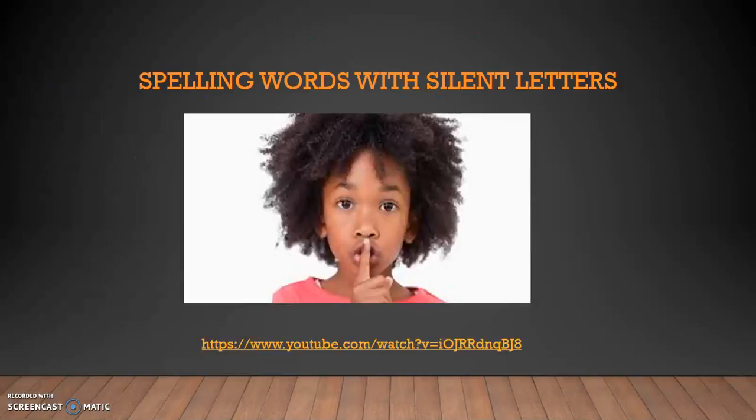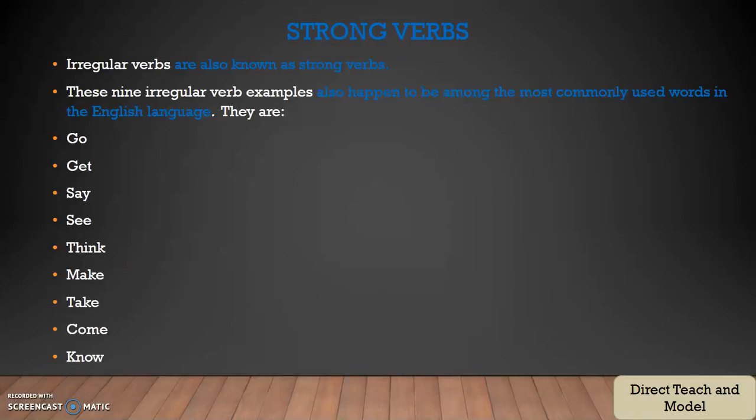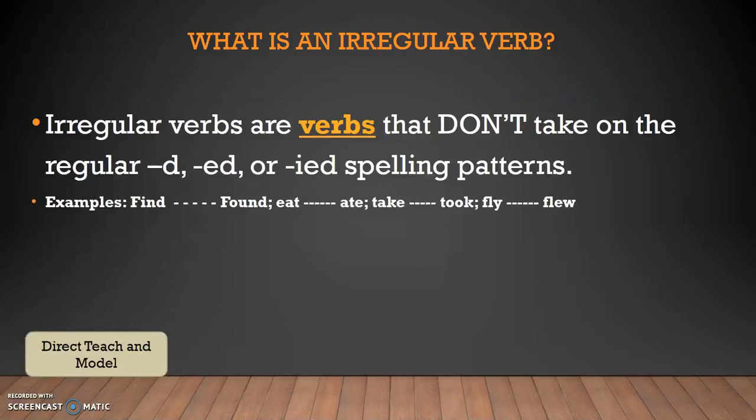All right, now we're going to switch to spelling words with silent letters. But before we do, I want to go back. I want you to turn and talk real quick about how you're going to know a verb is irregular. Turn and talk to your neighbor just to reiterate how you're going to know a verb is irregular. Talk.